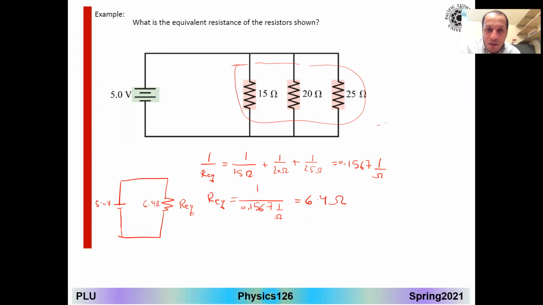One note I want to emphasize in this circuit: the value that I got, 6.4, is supposed to be less than any resistor here. The lowest resistor here is 15 ohms. So I should confirm that my equivalent resistance is less than 15 ohms. You have to double check, guys.